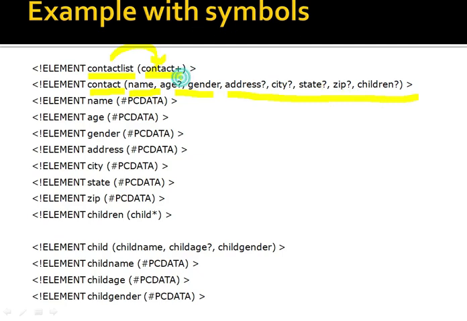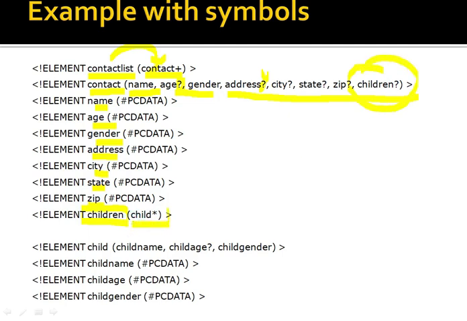And if you notice here, there is a question mark. What does that question mark indicate? A question mark in a DTD element indicates that the element can occur 0 or 1 time. It can occur one time, or it may not occur. That is what the symbol indicates. So here we have name, age, gender, address, city, state, zip, and children. Again, look at this: the last element can have children.